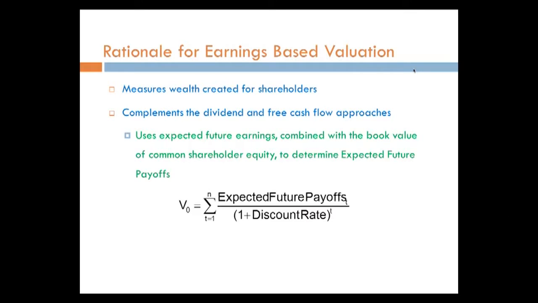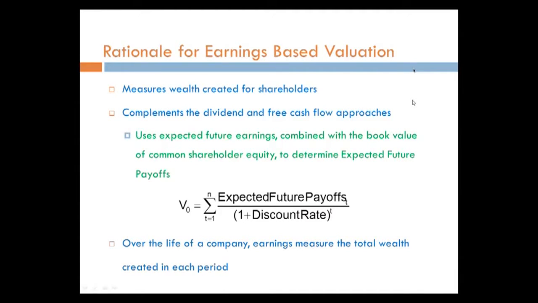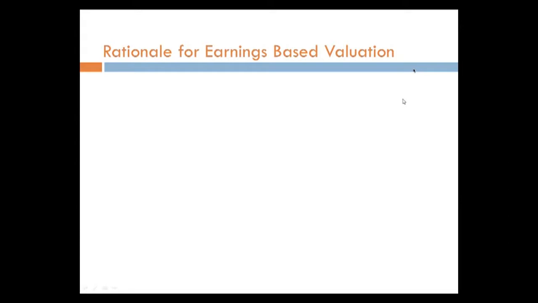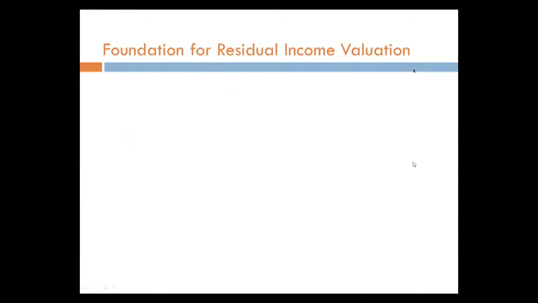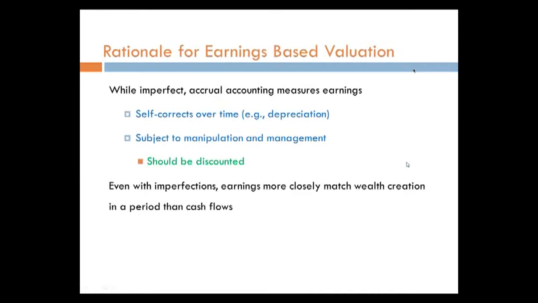And once again, we use the same basic formula we've been using. Now, because of accrual accounting, the wealth creation might be timed a little bit differently than when the cash is really available to give to shareholders, but over the life of a company, that should all shake itself out, and accrual accounting over the life of a company should match actual cash. As we said, it self-corrects over time.